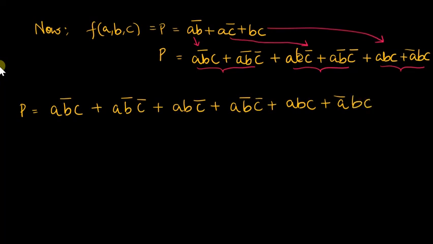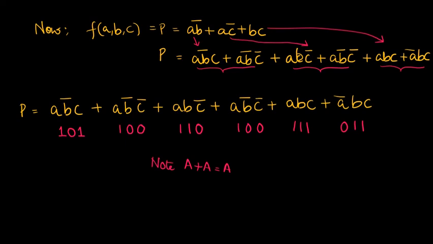Now if I want to represent this expression in terms of min terms, I need to find the binary equivalent of it. In case of min terms, if it is a binary 0, it will be a complemented variable, and if it is a binary 1, it will be an uncomplemented variable. So I have the expression as 101, 100, 110, 100, 111, 011. Here we have a repetition of 100, so one of them can be eliminated since we know that A plus A is equal to A.